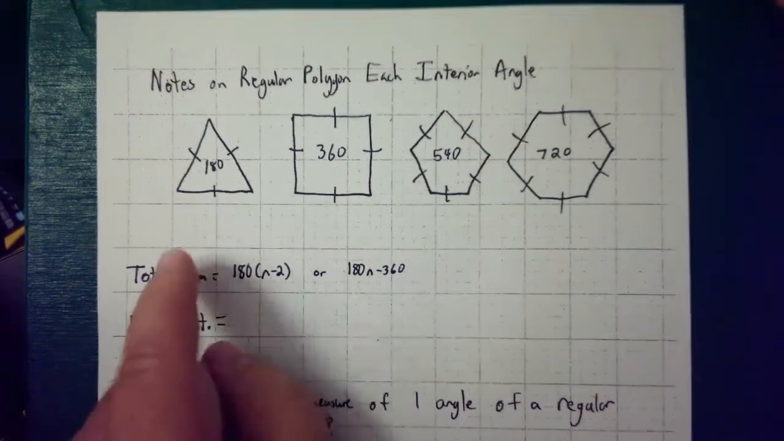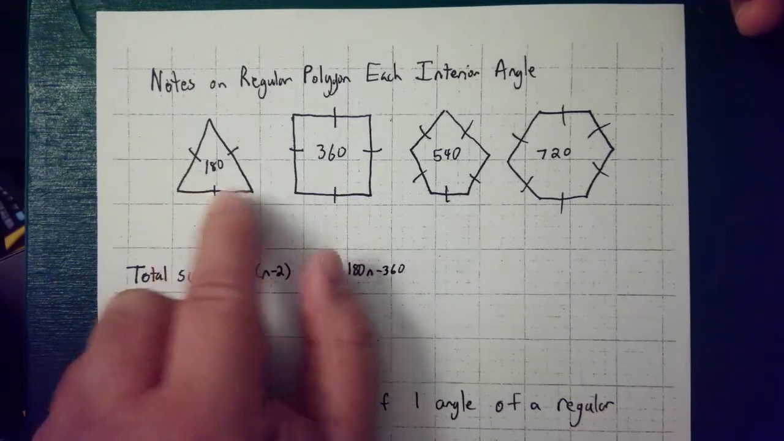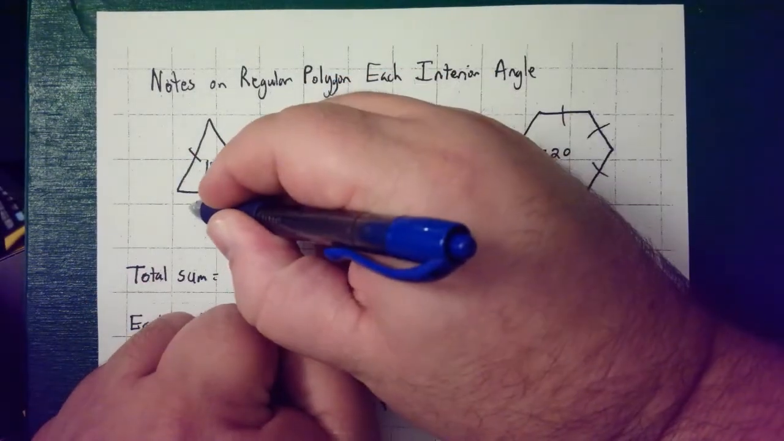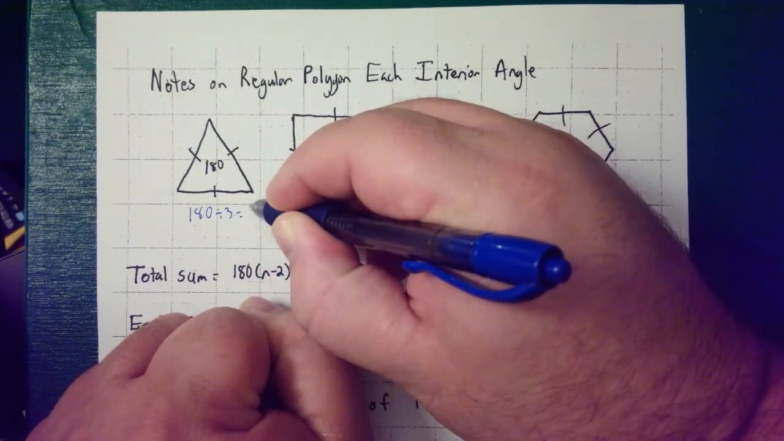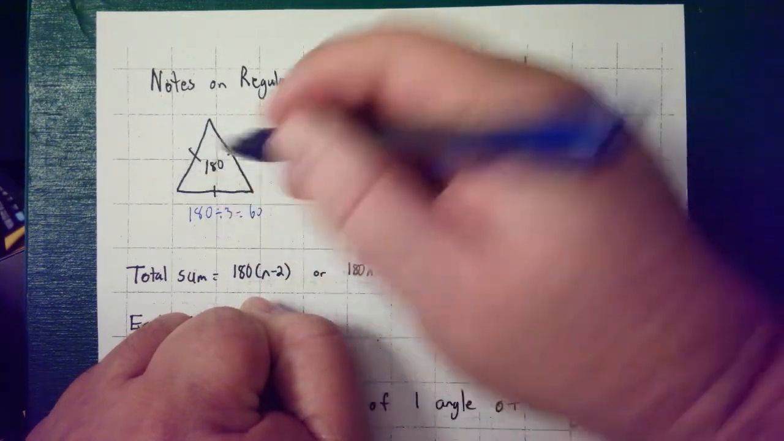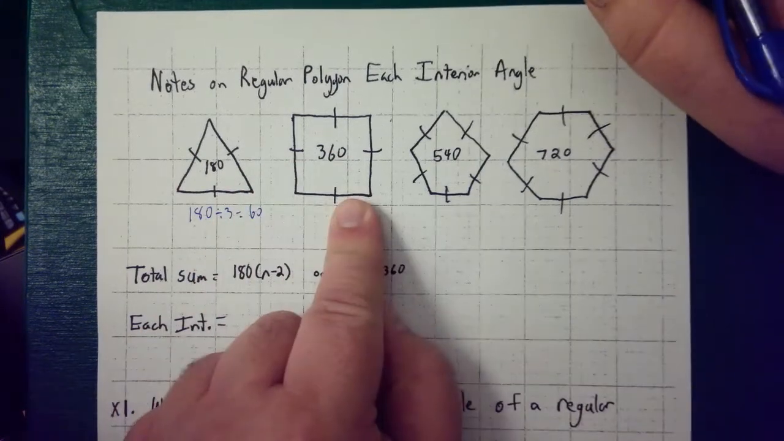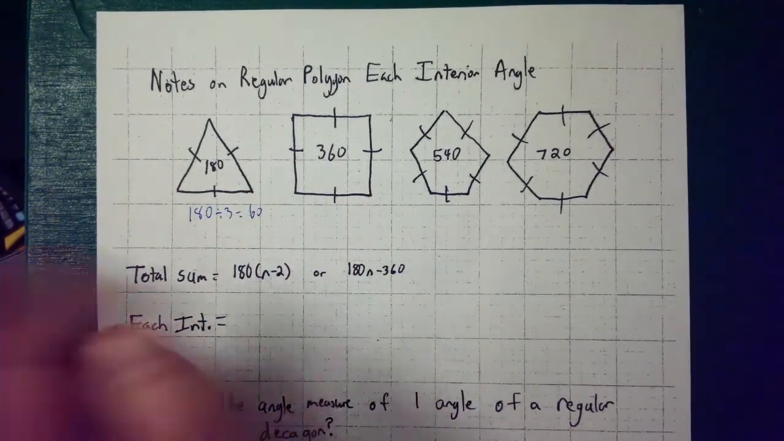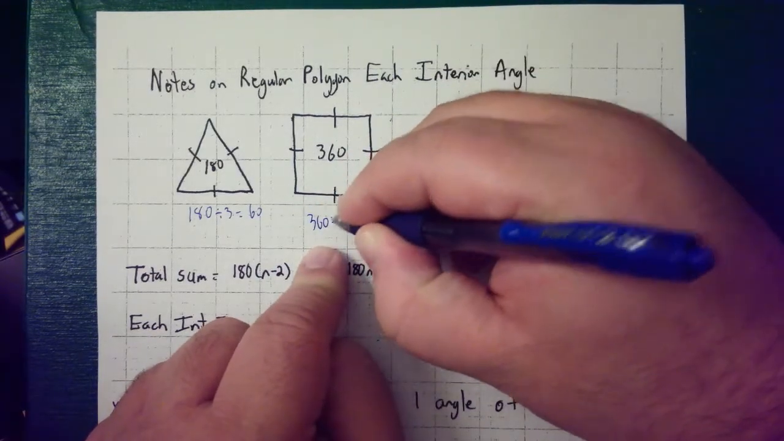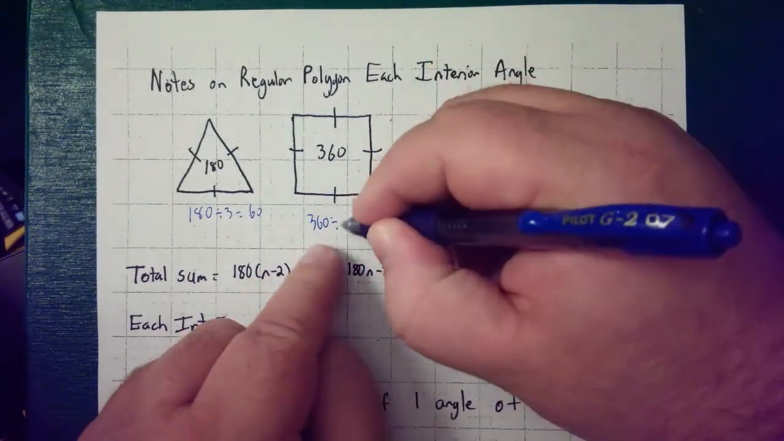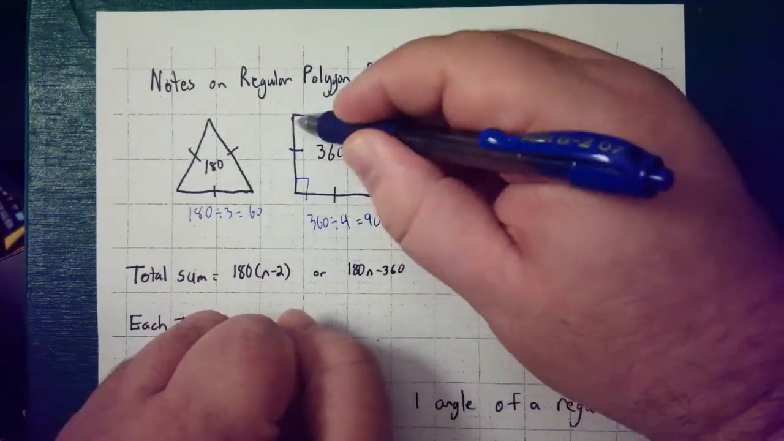So to find each angle, if there's three angles, I want to know how much each one of those is. I would just divide by the number of sides. You divide by 3, and you get 60. So each one in an equilateral triangle is 60. We already knew that. A regular quadrilateral, that's a square. If we take 360 and divide it by the number of sides, or the number of angles, same thing, you get 90. We knew that each angle in a square was 90.